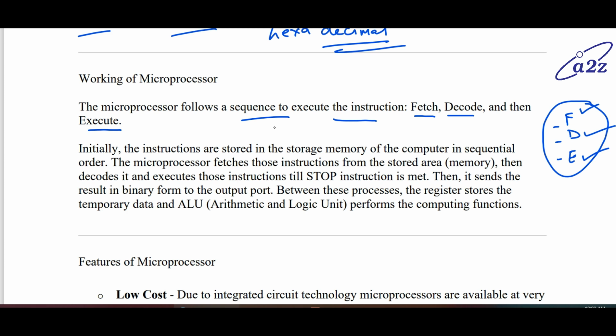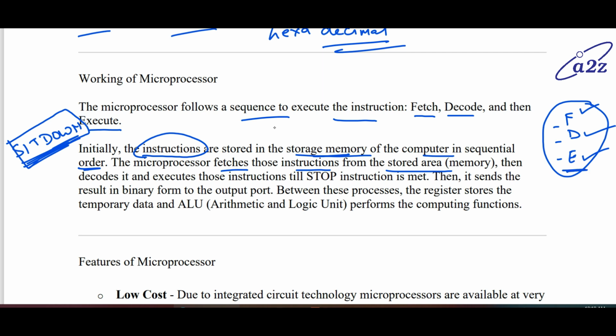Initially, the instructions are stored in the storage memory of the computer in a sequential order. The microprocessor fetches those instructions from the storage area. What does that mean? It means the instructions are already stored somewhere. Like, as I said, sit down. So there is a meaning of this instruction which is already stored somewhere in your memory. And once I say this instruction, the meaning of this particular instruction is fetched from your memory. आपके दिमाग से इसका मतलब निकाला गया. Sit down. What is the meaning of sit down? Okay. You got that meaning, you decoded it, and then you executed it.